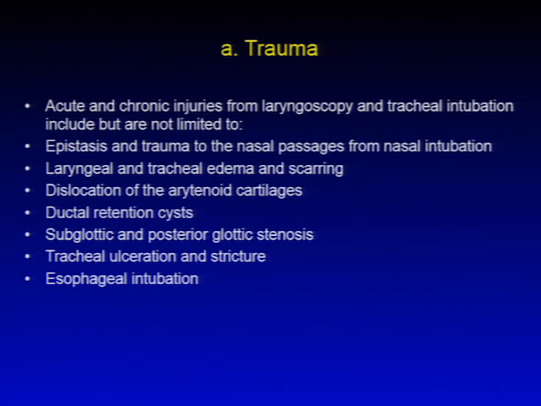Acute and chronic injury from laryngoscopy and tracheal intubation include, but are not limited to, bloody nose and trauma to the nasal passages from nasal intubation, laryngeal and tracheal edema and scarring, dislocation of the arytenoid cartilage, ductal retention cyst, subglottic and posterior glottic stenosis, tracheal ulceration and stricture, and esophageal intubation.